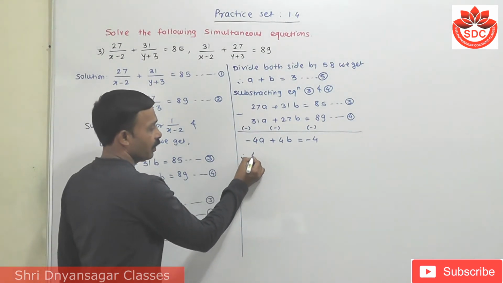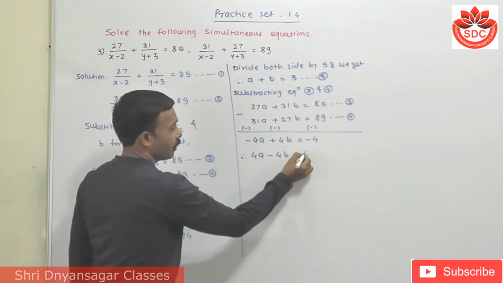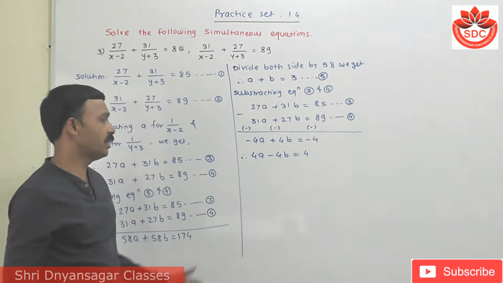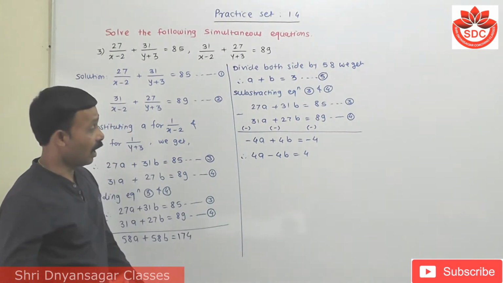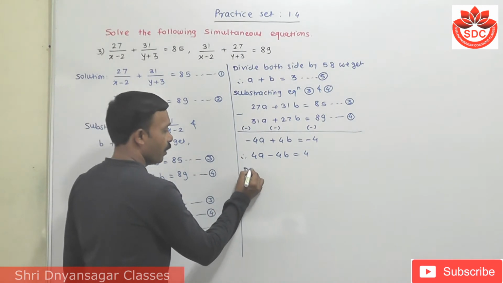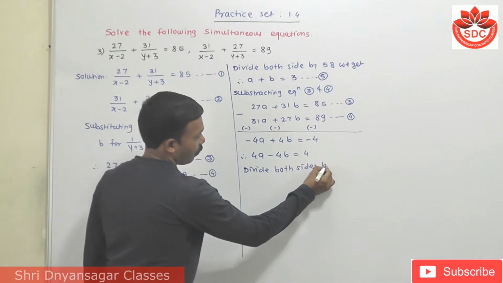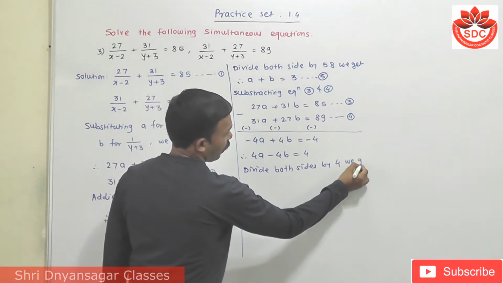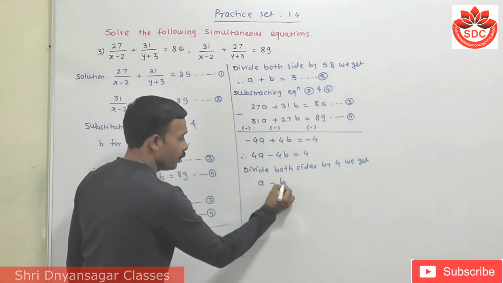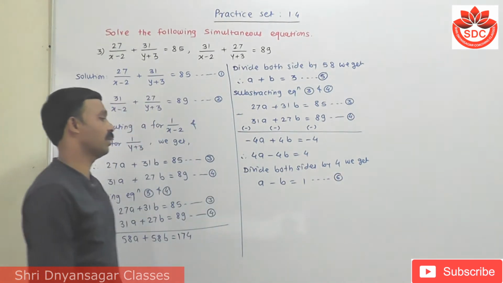Student, I am changing the signs, so we write this equation 4a minus 4b is equal to 4. Suppose this is equation number 6. We can also simplify by using 4, so divide both sides by 4. Now the new equation formed is a minus b is equal to 1. This is equation number 6.